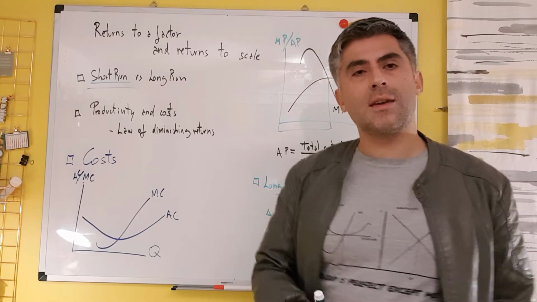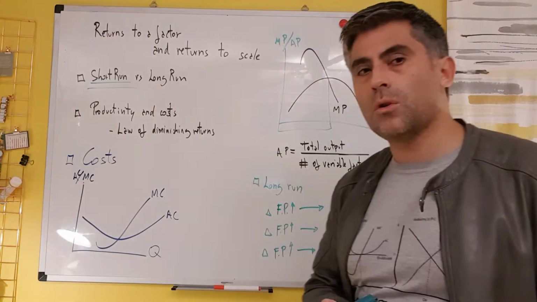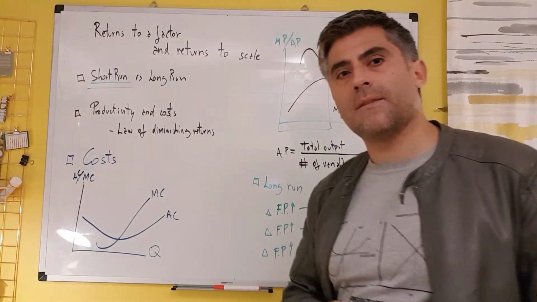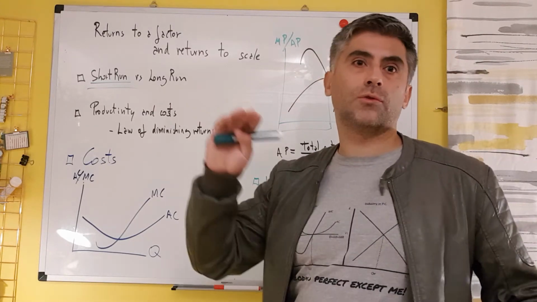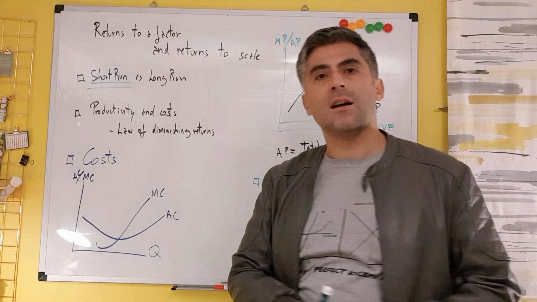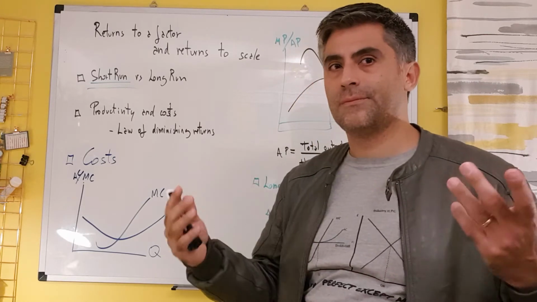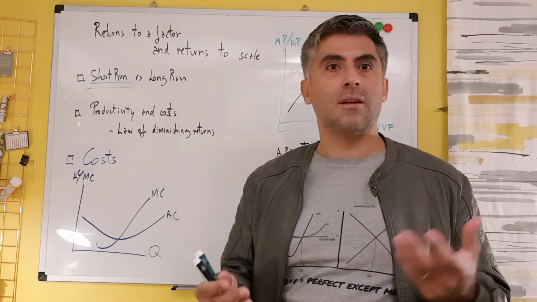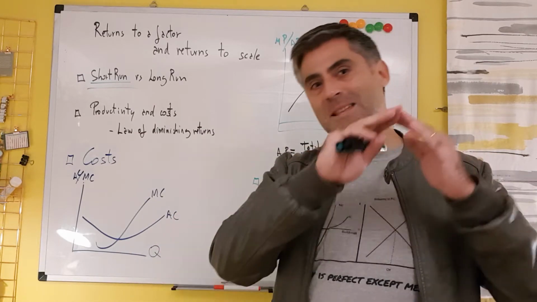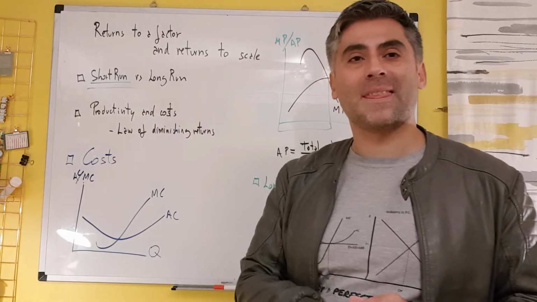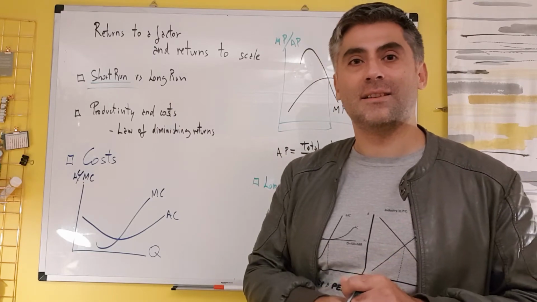So in the short run, again, we have our fixed and our variable costs. If you remember on your diagram for fixed and variable costs, fixed costs do not change with output. For example, my wage is fixed every month, regardless of what I'm doing. So if I don't do anything, I still get paid the same wage. On the other hand, there are variable costs.